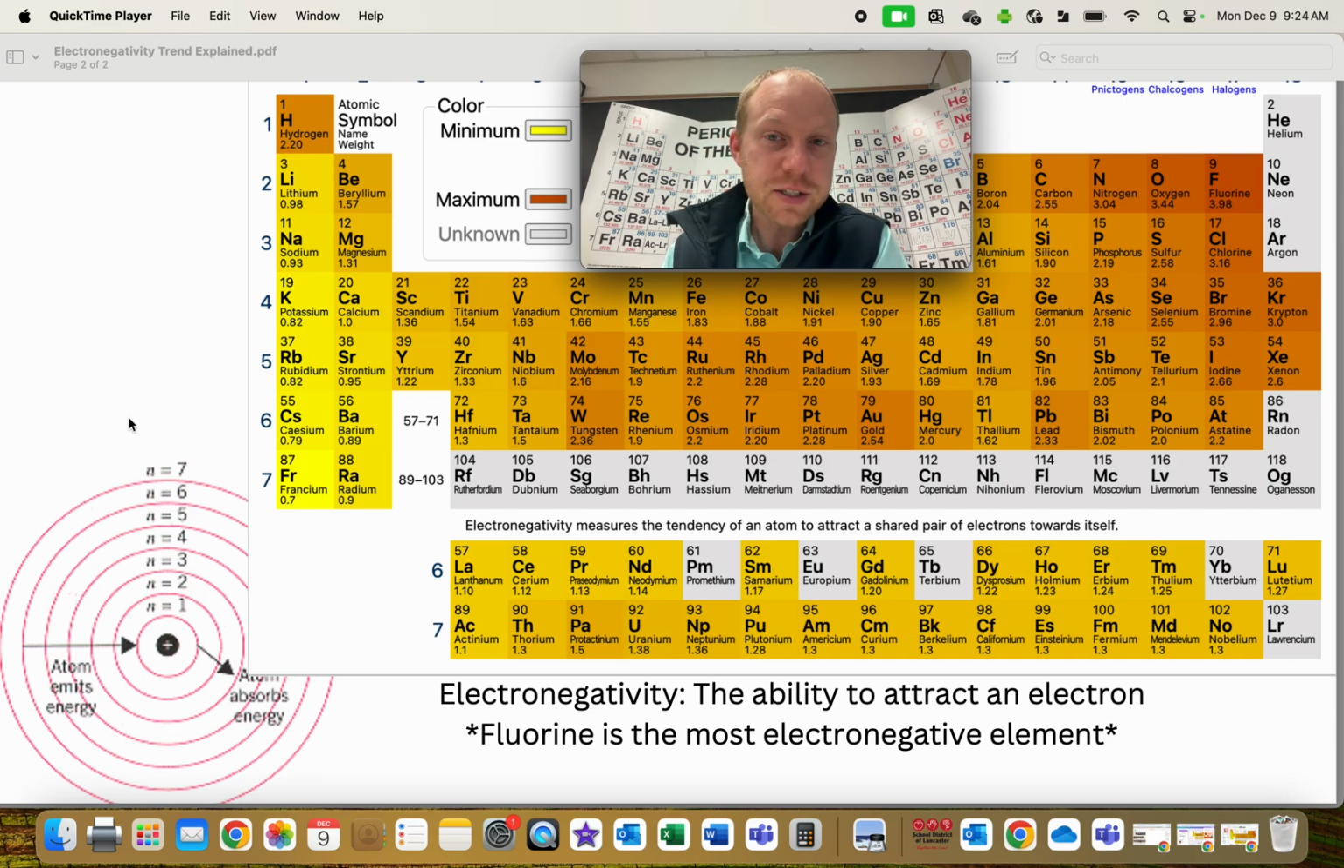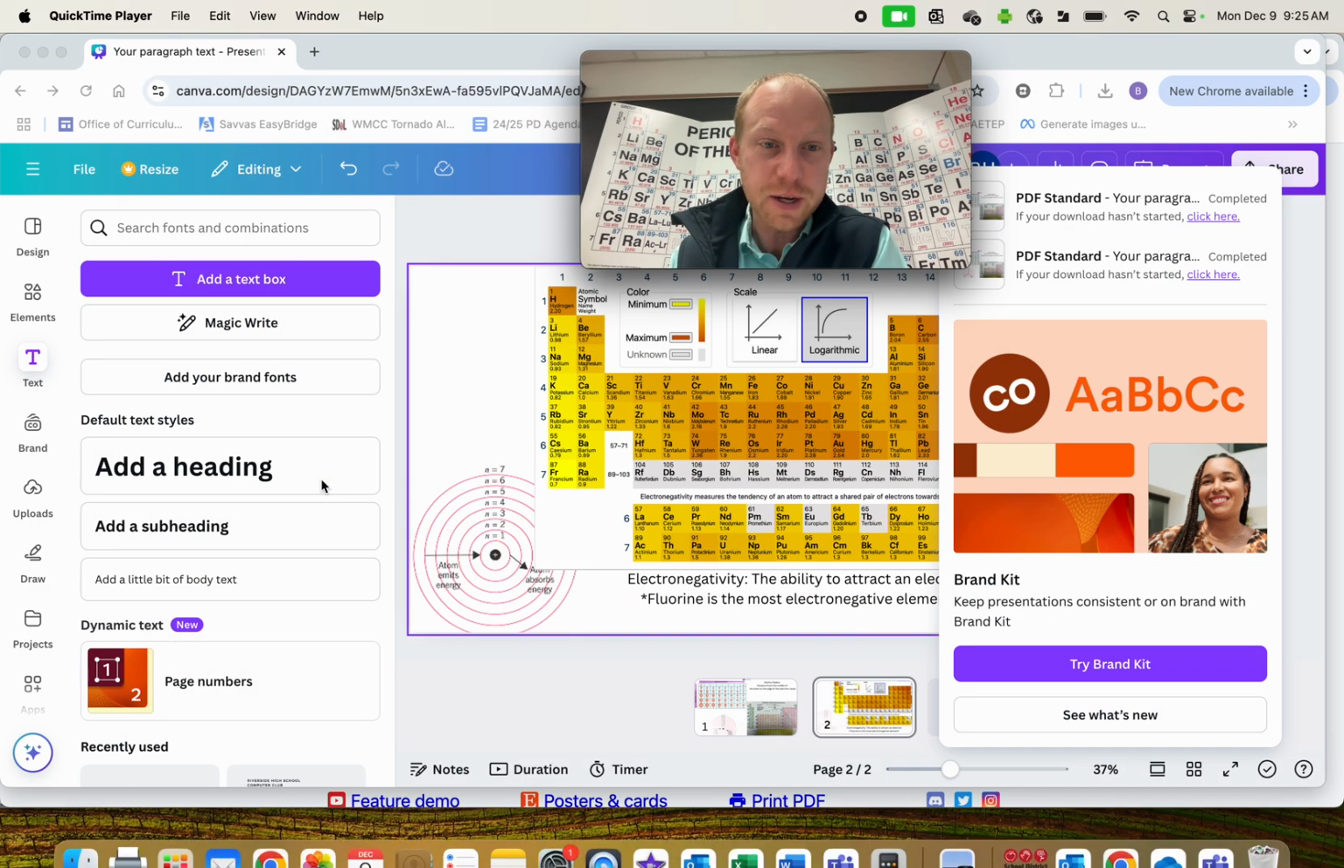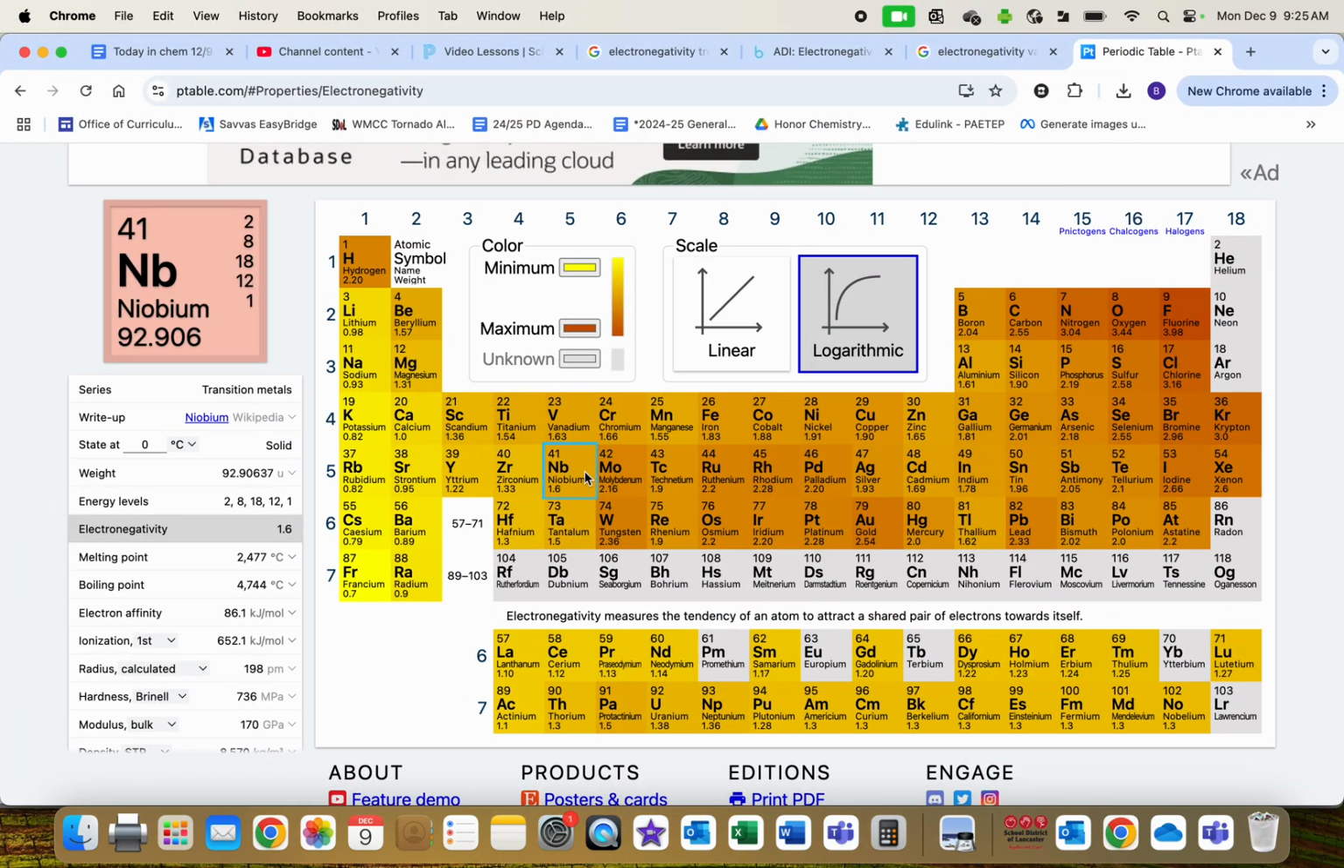This effect is called electron shielding, where literally these electron shells act as shields in the way of the nucleus. The more shields in the way, the harder it is for that electron to get towards the nucleus. So electronegativity is the ability to attract electrons. As we move toward fluorine, electronegativity increases. As we move away from fluorine towards francium, electronegativity decreases.